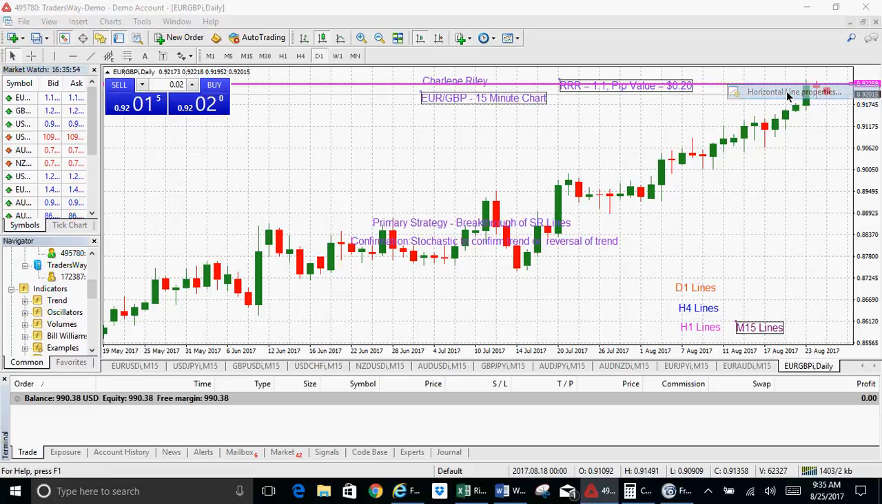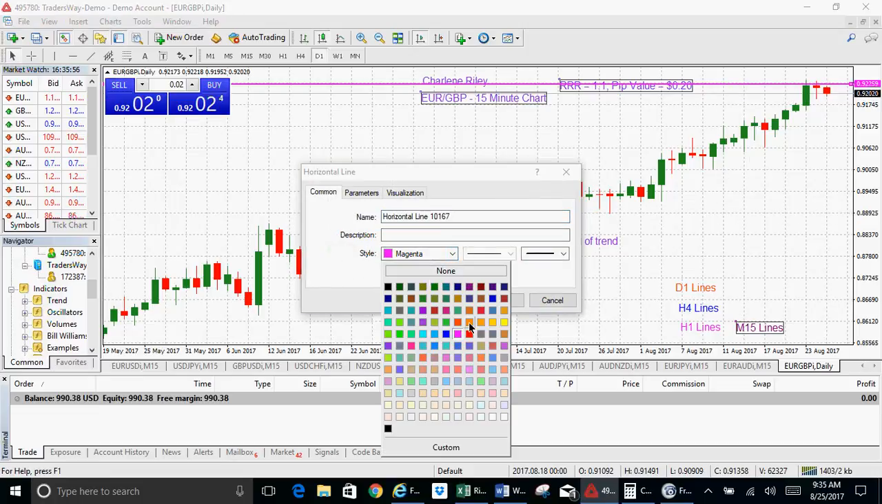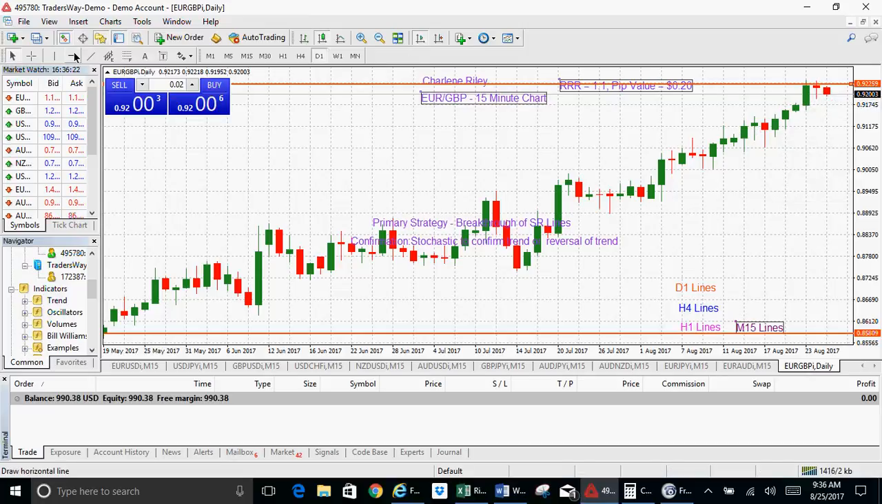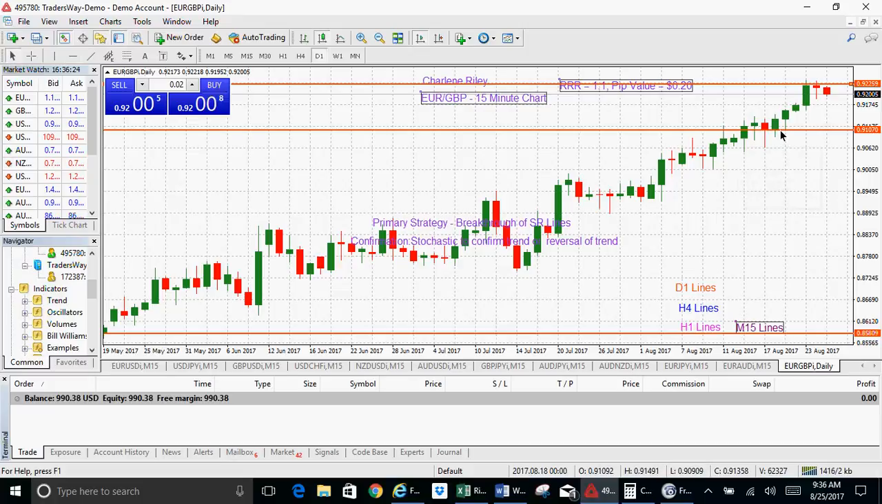So first thing I'm going to do is plot the high. Let's make that orange, since this is the daily chart. And now I'm also going to plot the low, which is here. And then 1, 2, 3, 4, 5, 6, 7. So the market has been between here and here for the past week. So let me plot this. So now I have the range for where the market has been.